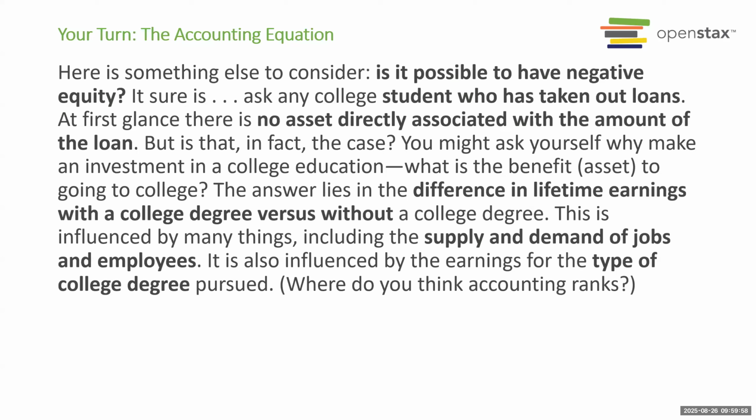All right, let's consider something else. Is it possible to have negative equity? Absolutely. In this case, we're talking about a personal student who has taken out loans. So what they're saying is you may not see any assets directly associated with that loan. But is that accurate? Is that negative equity really reflective of the student's circumstance?